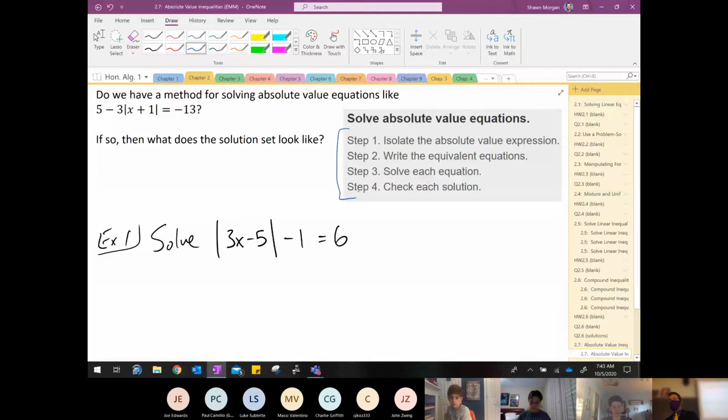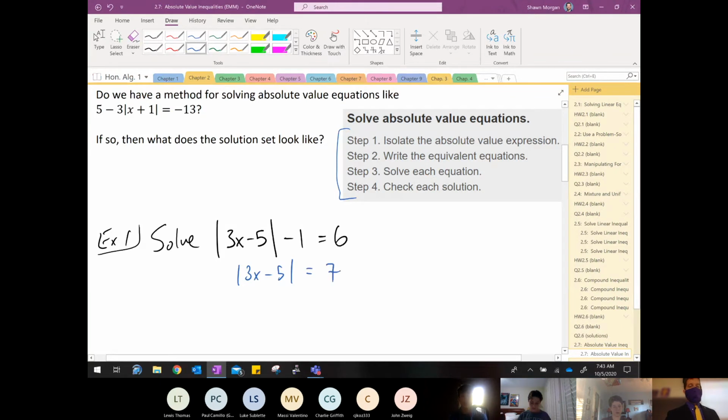Okay, Joe Edwards, I'll throw it back your way. What do I do to both sides? First step to get that absolute value by itself. Add 1 to 6. Perfect. So we got absolute value of 3x minus 5 equals 7. Now I'm going to stop right there. Look at step 2. This is the hard part. This is where students will sometimes screw it up. Okay, so pay attention here. When it says write equivalent equations, what you have to do is split it. Okay, and write 2 different equations.